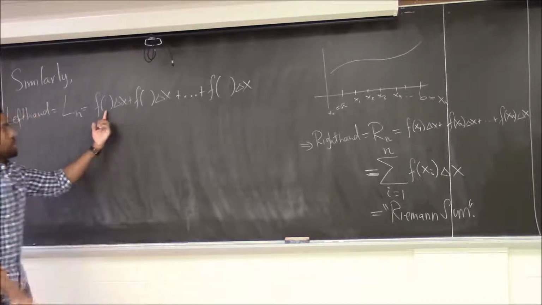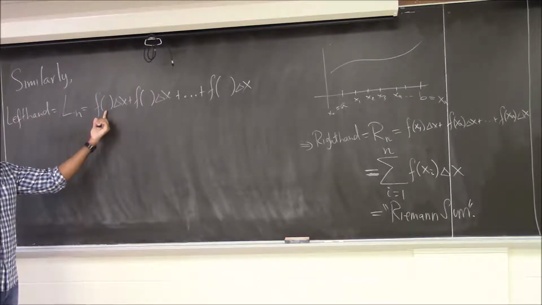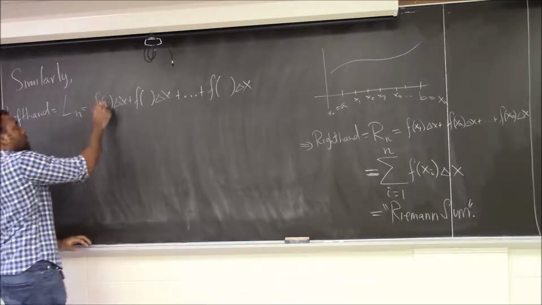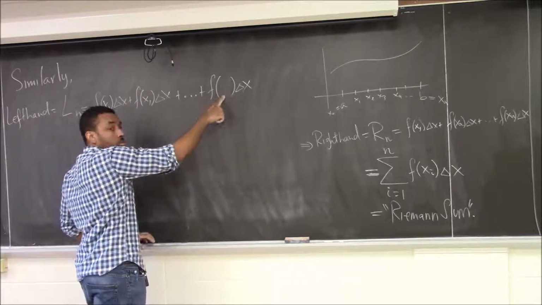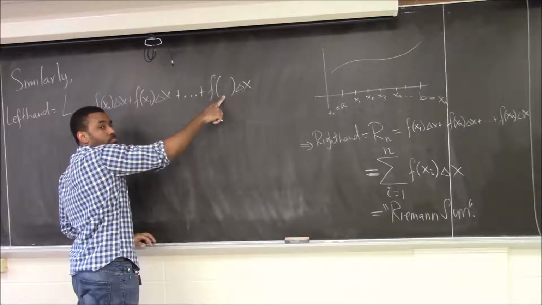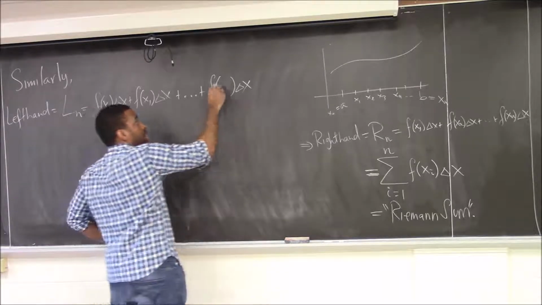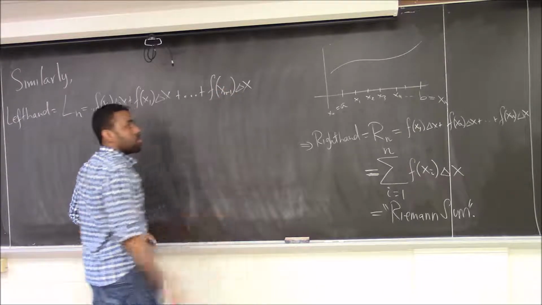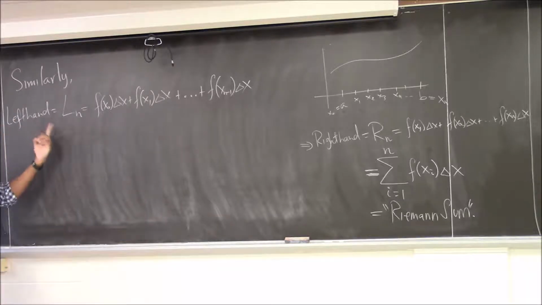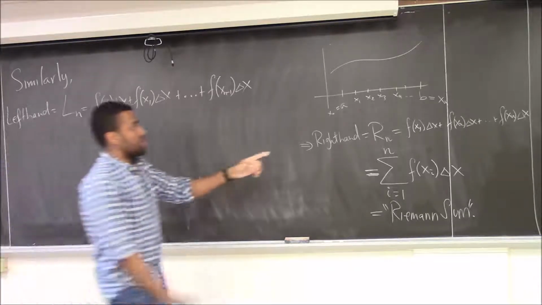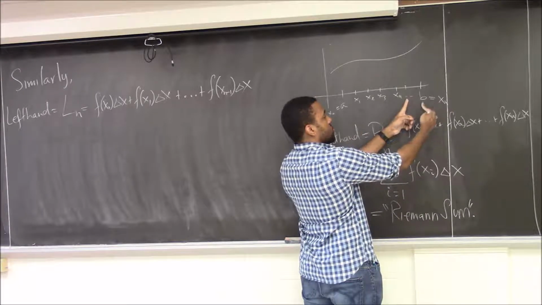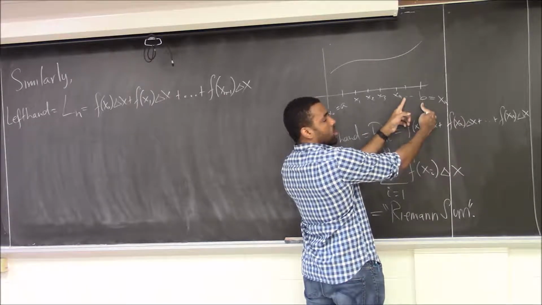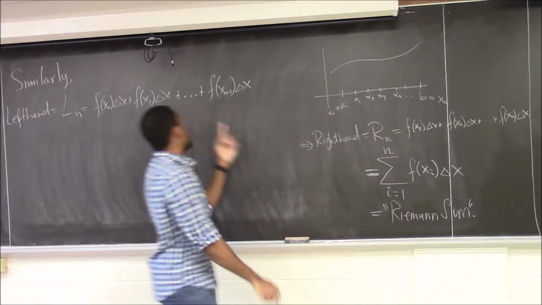So what are the guys that are plugged into the left hand? x0, x naught, yeah, then x1, all the way up to xn minus 1. The one right before the last one, right? Because in the left hand, you're taking all the left sides of all the intervals. So in the last interval, xn is on the right side, the left side is the one you care about. The one right before that is xn minus 1.